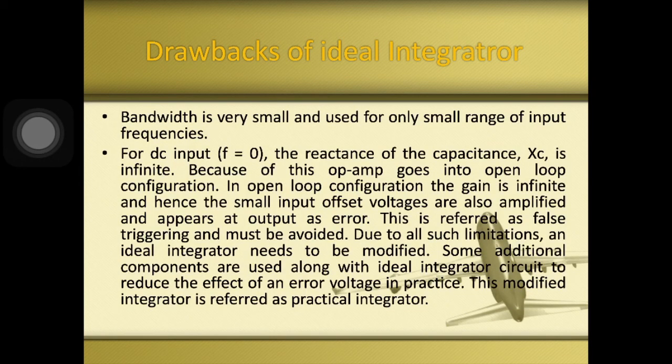Now there are some drawbacks to the ideal integrator. The bandwidth is very small and used for only a small range of input frequencies. For DC input, if the frequency is 0, the reactance of the capacitance is infinite. Because of this, the op-amp goes into open loop configuration. In open loop configuration, the gain is infinite, and hence the small input offset voltages are also amplified and appear at the output as error. This is sometimes called false triggering and has to be avoided.